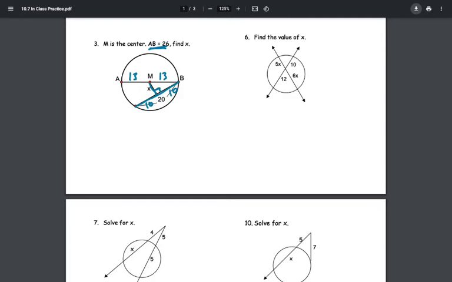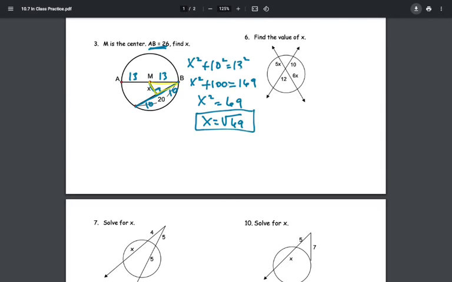All right, now we can use Pythagorean theorem because we have a right triangle right here. So we can do a squared, which is x squared, plus b squared, equals our hypotenuse squared. Our hypotenuse is always across from that right angle. So we get x squared plus 100 equals 169. Subtract 100 from both sides and we get 69. So x is going to be the square root of 69. Or if you got a decimal, it would be 8.307.